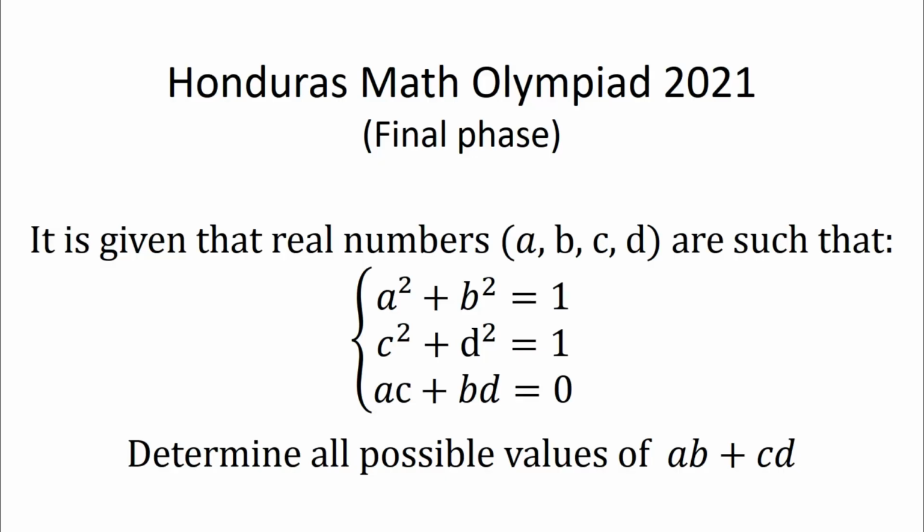Today we are in Honduras for the Honduras Math Olympiad, the final mathematical stage, the national phase of their mathematical Olympiad. The problem we are taking a look at today has the following statement. It is given that real numbers a, b, c, and d are such that a squared plus b squared is equal to 1, c squared plus d squared is equal to 1, and ac plus bd is equal to 0. We are asked to determine all possible values of ab plus cd.